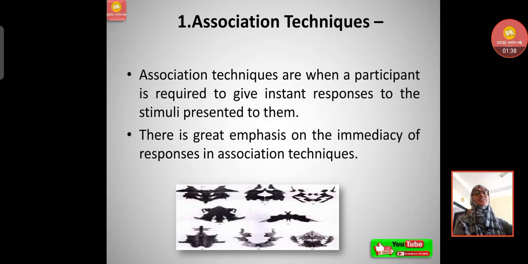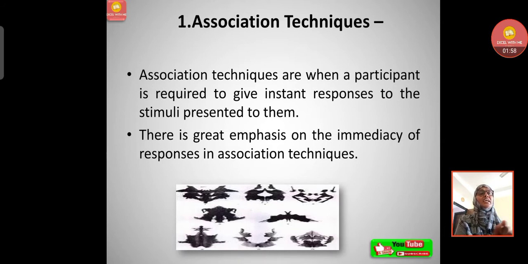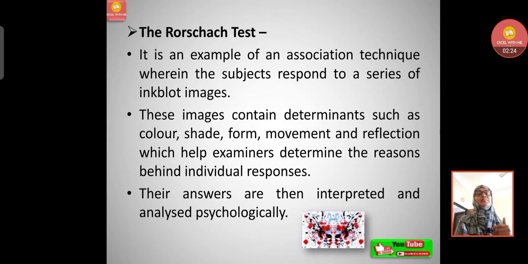Association itself tells you that something is associated with something, and we have to give the reaction immediately. Now the Rorschach test is an example of an association technique wherein the subjects respond to a series of ink blot images. In the previous image you have seen these ink blot images. When a paper is opened, they make a fold in it, open it, and pour ink in between along that fold, and they press it, and after that they open it and some image will appear. This side and that side both look similar. So it is the ink blot test, blot images.